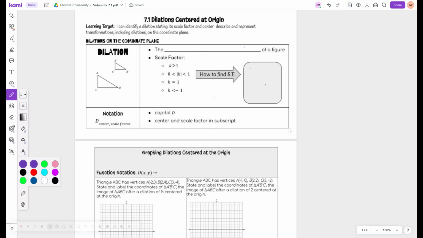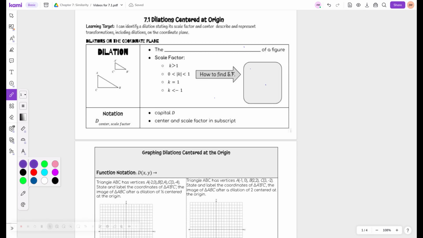Hello, today we're going to learn about dilations in the coordinate plane, specifically centered at the origin. So first of all, it's important to note what a dilation is. A dilation will produce an image that is similar but not congruent. Thus, a dilation is not a rigid motion.